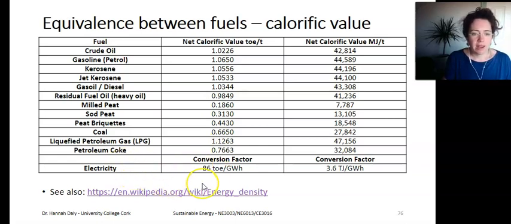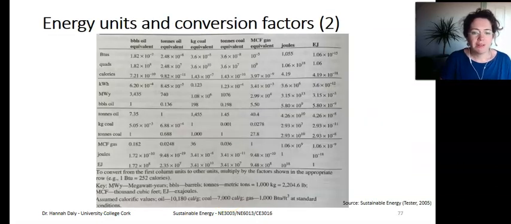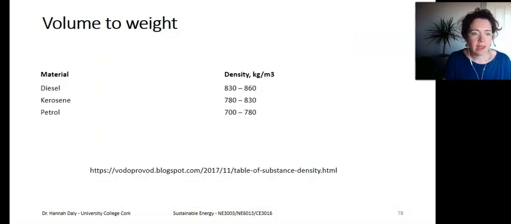Electricity then. These are just simple conversion factors that we showed before. So 86 ton of oil equivalent per gigawatt hour, 3.6 terajoules per gigawatt hour. These are not calorific values, so electricity is already in an energy unit. Here are some more energy conversion factors. So if you're interested in the joules per kilogram of coal, here's a resource for that. Again, just a resource, nothing that you need to remember.